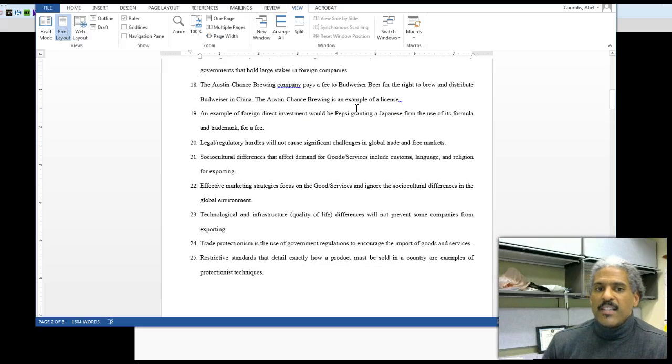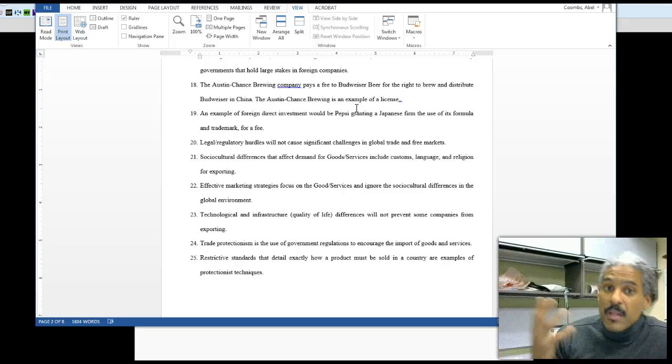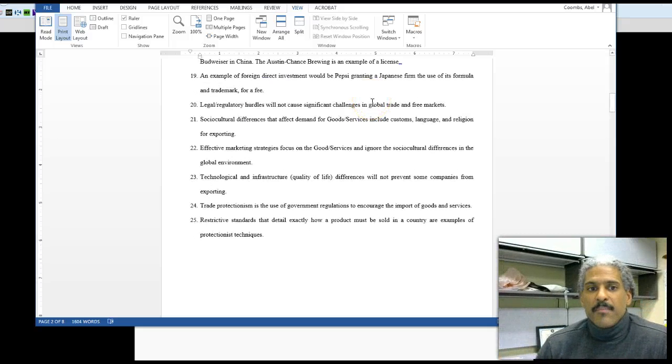18. The Austin Chance Brewery Company pays a fee to Budweiser Beer for the right to brew and distribute Budweiser in China. The Austin Chance Brewing Company is an example of a license. True, right? Budweiser's not making the beer. The Austin Chance Company is doing that and using the Budweiser name. That's a license.